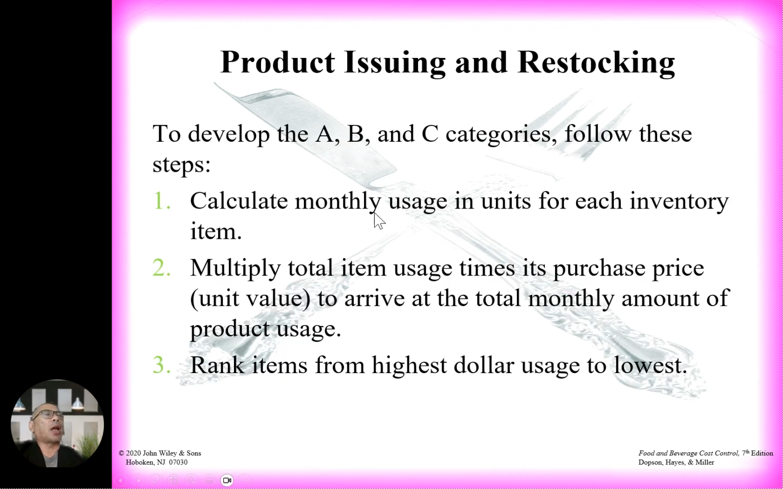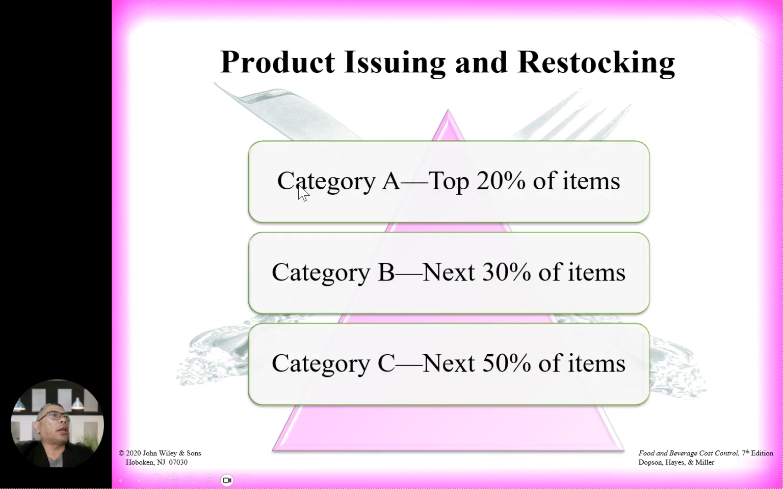Make sure we calculate the monthly usage in each unit for each inventory item. And number two, multiply total item usage by the purchase price to arrive at the total monthly amount of product usage, and rank the items from the highest dollar usage to the lowest one.